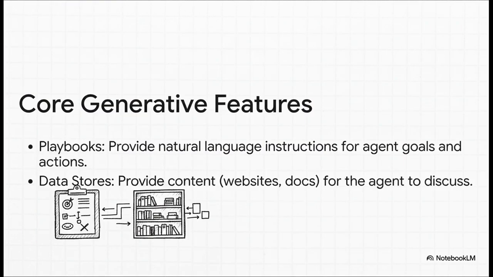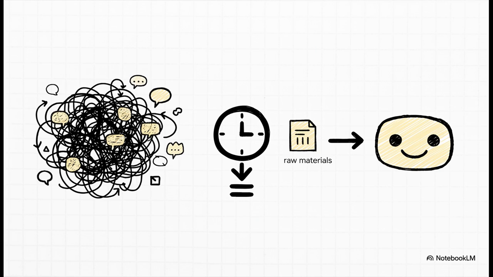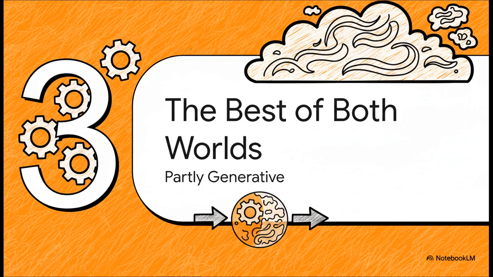So you're probably wondering, how do you guide this improv comedian? Well, you don't write scripts. Instead, you give it two main things. First up, you have playbooks. Think of these like director's notes about the agent's goals and personality. And second, you give it data stores, which is basically its library, your websites, your documents, all the content it needs to study to come up with smart answers. And the huge advantage here? Speed. I mean, instead of handwriting hundreds of different conversational turns, you just give it the raw materials and the high-level instructions. This can seriously cut down on your development time and makes the agent a whole lot easier to update down the road.